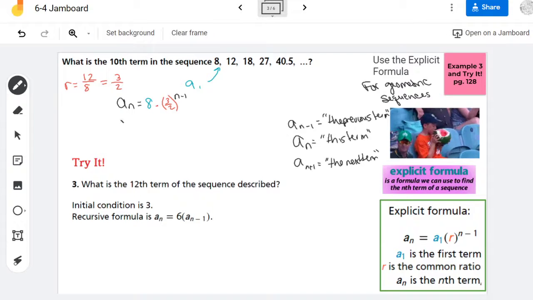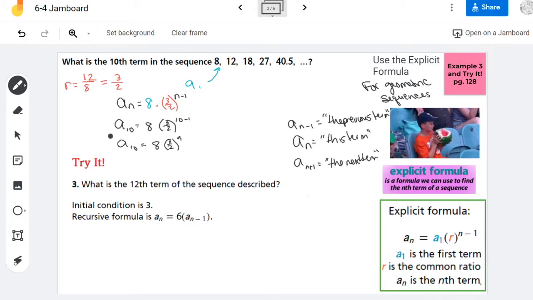All right, so now we're going to look for a sub 10. So we are explicitly searching for that 10th term. I don't care about the stuff before it. I don't care about the stuff after it. I just care about that 10th one. So what am I going to do? I'm going to do 8 times 3/2. Now that 10 is my n value, so I'm really raising it to the 10 minus 1.